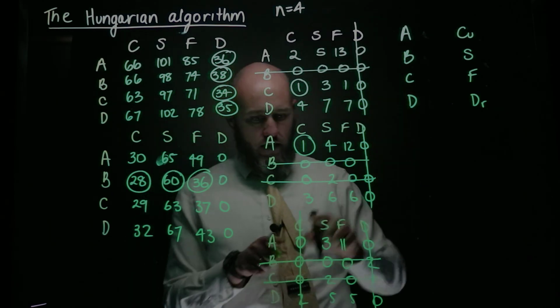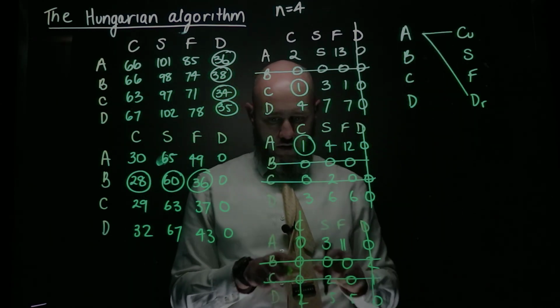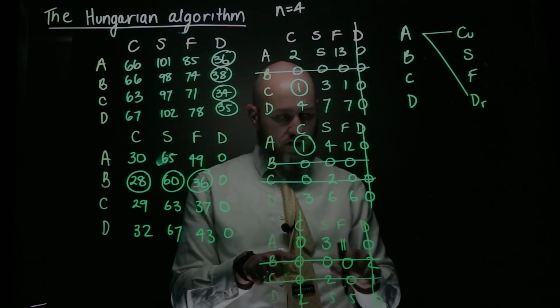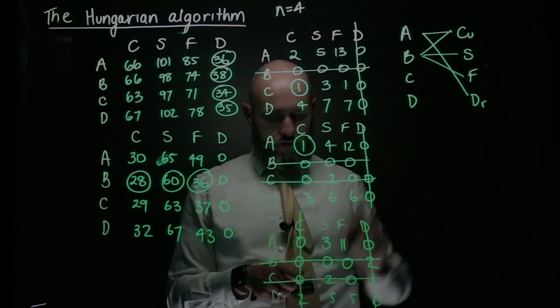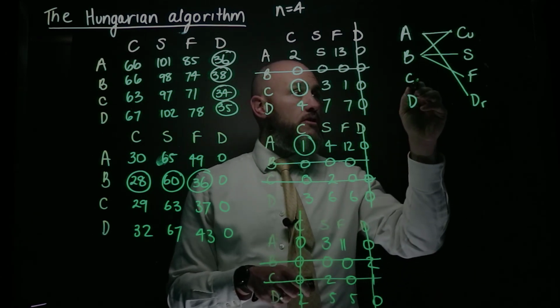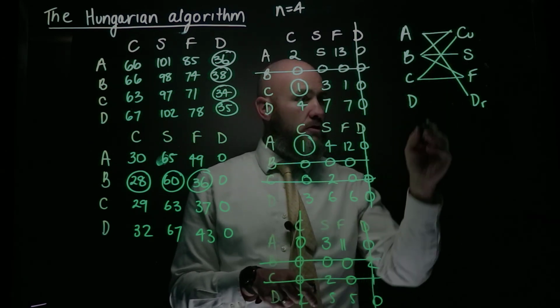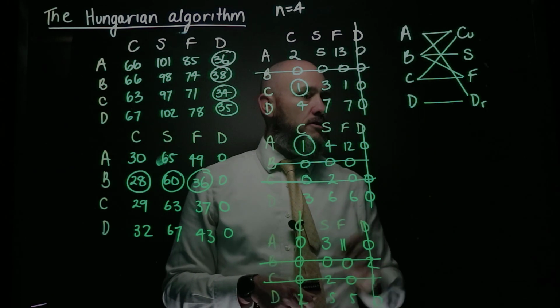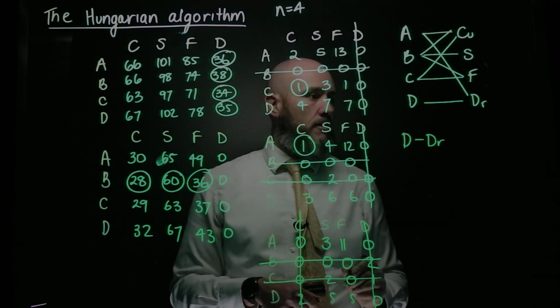So now A is connected to C and D, or CU and DR. B is connected to CU, S and F. C is connected to CU and F. And D is connected to DR. So I can see straight away that D has to be DR.